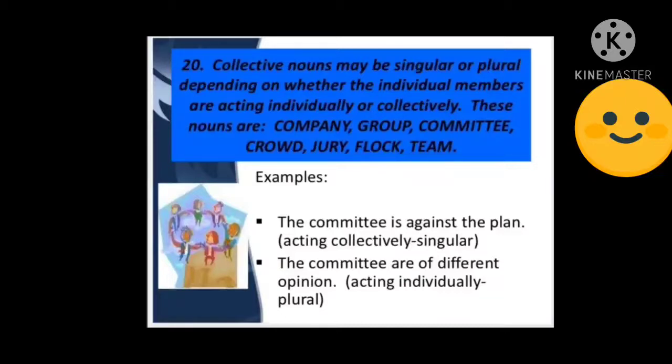For example, the committee is against the plan. Acting collectively here, committee is totally taken as a single unit, so, is. And the committee are of different opinion means individual. The members of the committee are taken individually. So, are. So, these are somewhat controversial. You have to practice a lot of exercises on these rules.